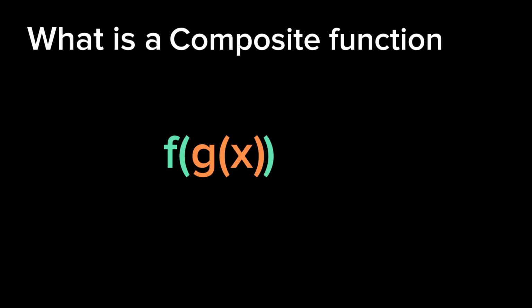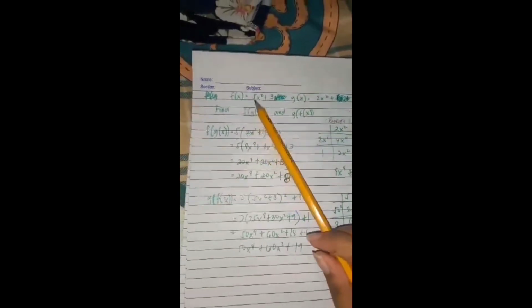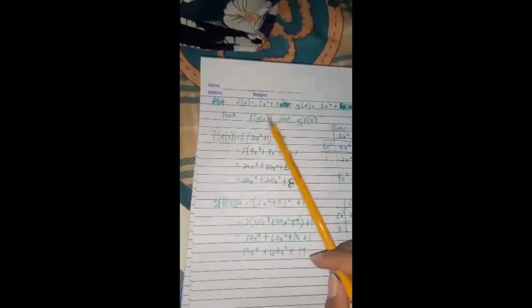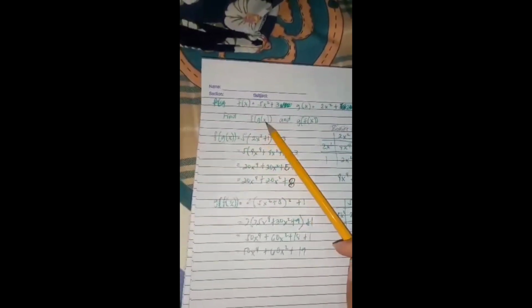For example, f of x is equal to 5x squared plus 3 and g of x is equal to 2x squared plus 1. So now let's find f of g of x and g of f of x.